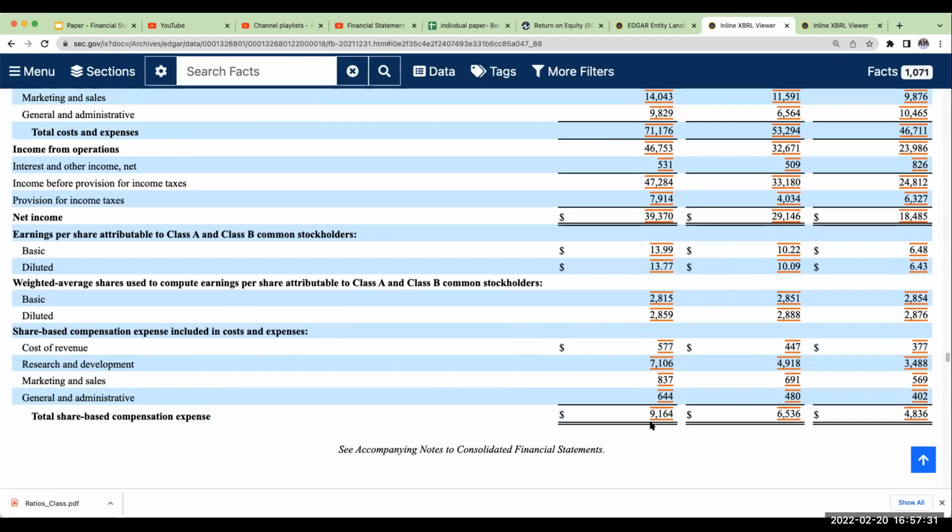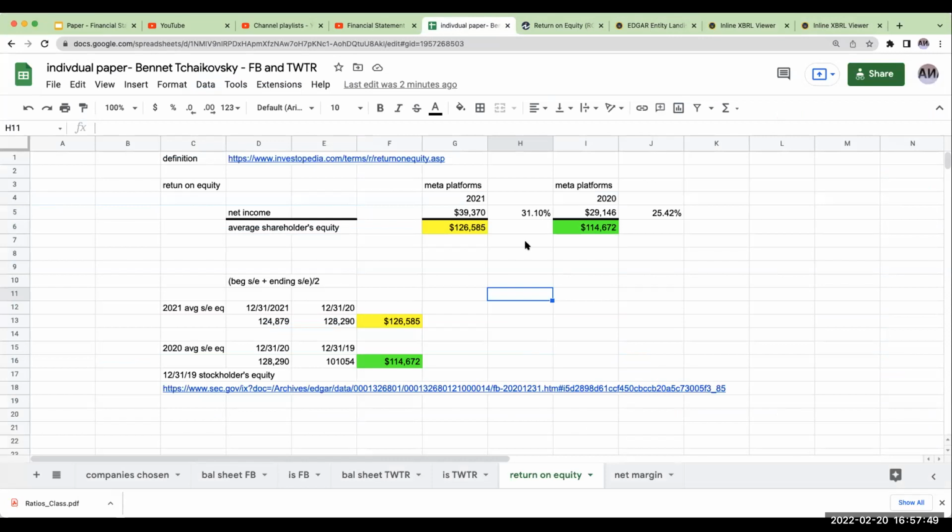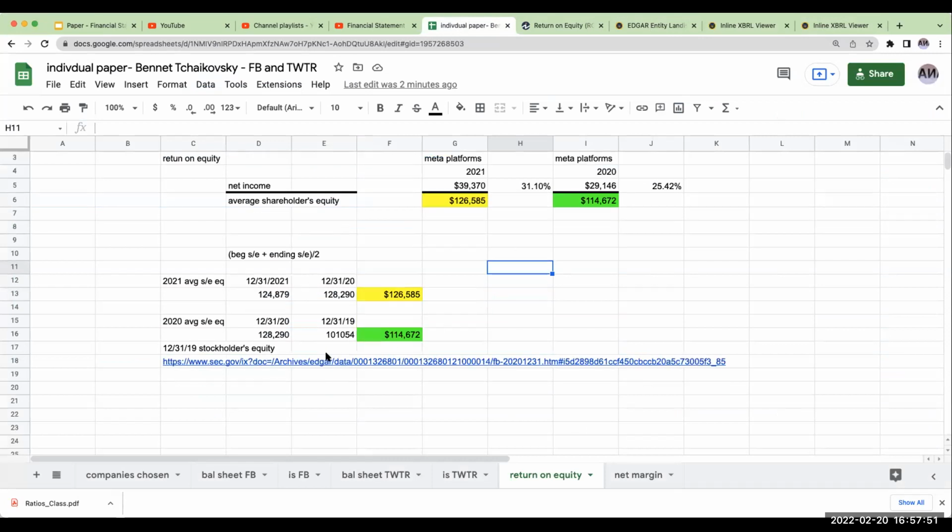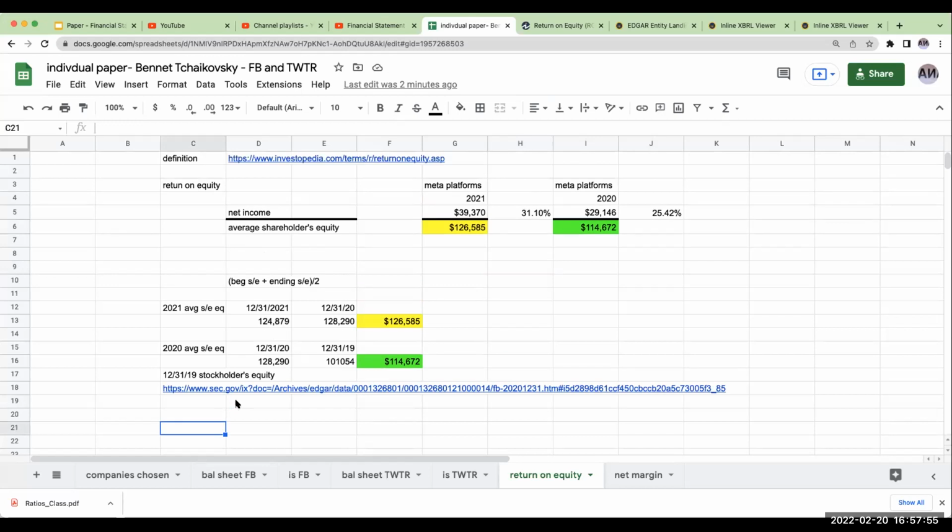So as we look at this in our upcoming analyses, it's really important to remember that we may want to adjust net income for this non-cash item, but we'll talk about that a little bit later. For right now, we're good on this front. The next thing I need to do is compute the return on equity for Twitter.